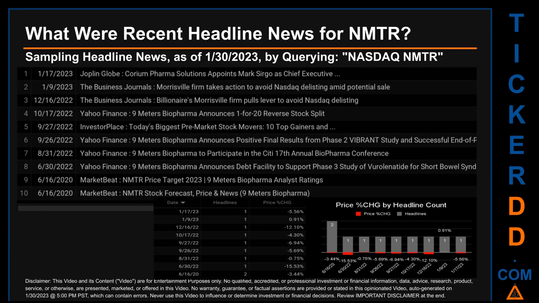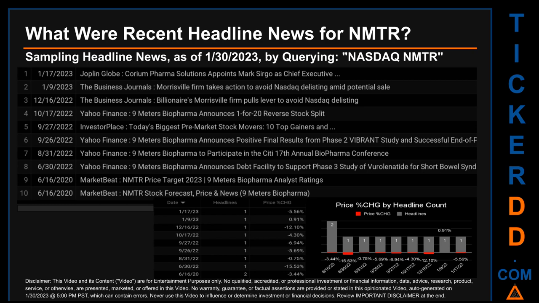One other headline was found on this oldest publication date. MarketBeat published the headline that read, NMTR Stock Forecast, Price and News, 9 Meters Biopharma. This oldest date was actually the day with the most headlines. The oldest publication date was one of 1 days with the most found headlines. The day saw a price change of minus 3.44% after the ticker opened the day trading at $12.22 and then closed at $11.80.